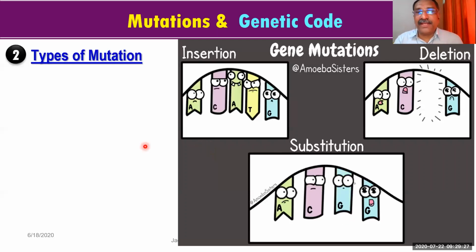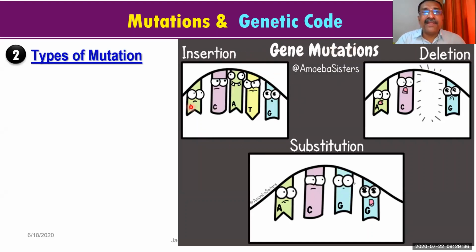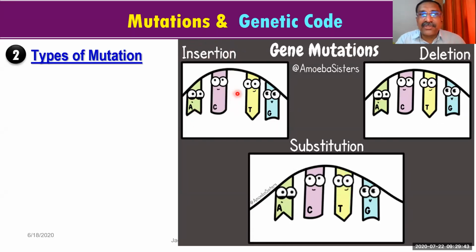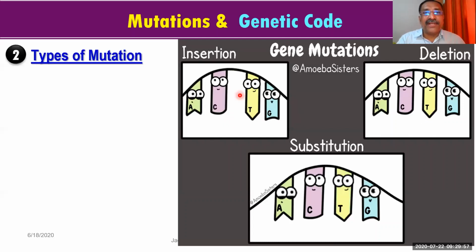Now look at the picture over here. It is again an animated picture. In this picture, you can see that gene mutations, 3 types are there. Look at here clearly. It is called insertion. Insertion means, now look at here, this is the actual nitrogen bases. 4 nitrogen bases are there: adenine, cytosine, thymine, and guanine. Now what we are going to do, we are going to add an additional nitrogen base over here.